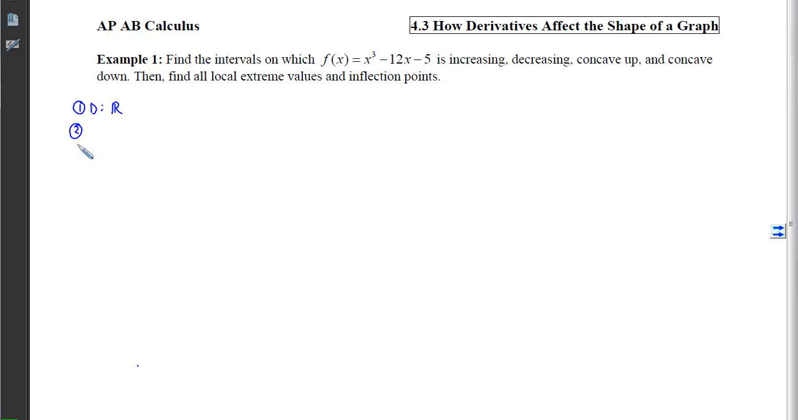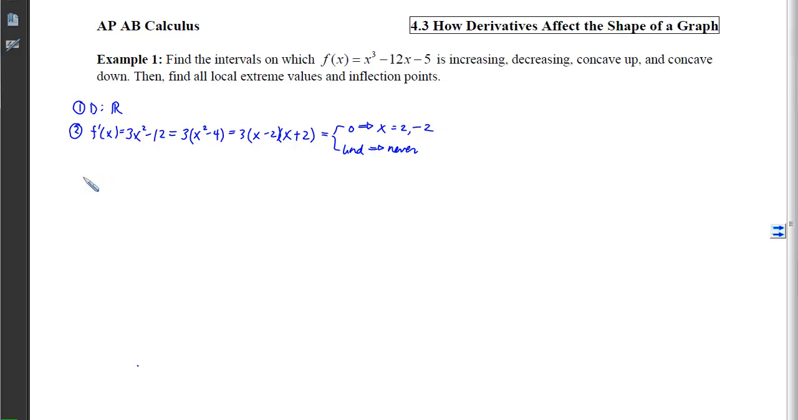With step 2, we want to find the derivative of the function and determine the x values for which the derivative is 0 or undefined. In other words, we're finding the critical values. So the first derivative of f will be 3x squared minus 12, which we can then factor into 3 times an x squared minus 4, which is a 3 times an x minus 2 and an x plus 2. So we want to know when this is 0 or undefined. It's never undefined, and it's 0 when x is positive 2 or negative 2.